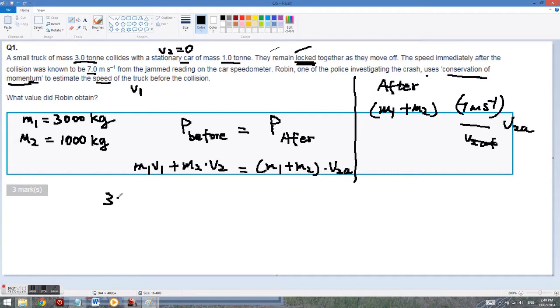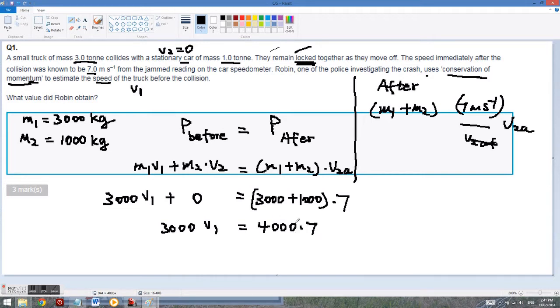So put down all the numbers in. 3000 V1 plus, because it's stationary, V2 will be 0, so it will be 0. Equals 3000 plus 1000 times 7. Then just do the math. 4 times 7 is 28, so 28,000. Now 28 divided by 3, use your calculator or do it by hand. It's going to be 9.33. Two significant figures, meters per second, 9.3.